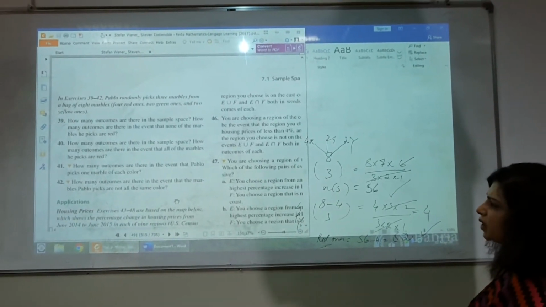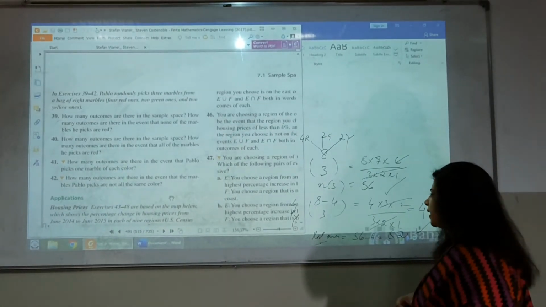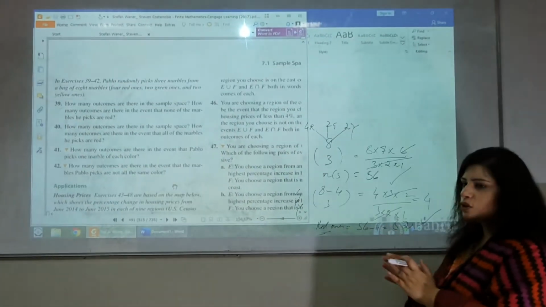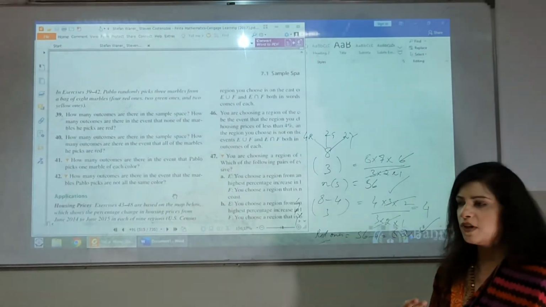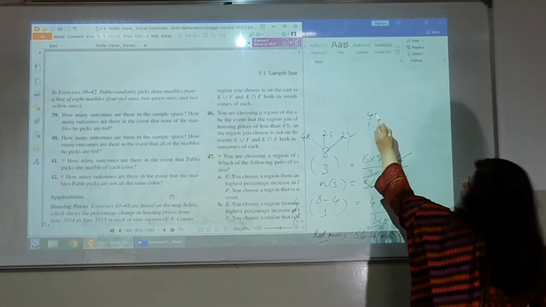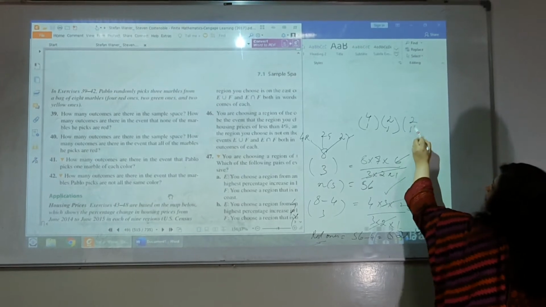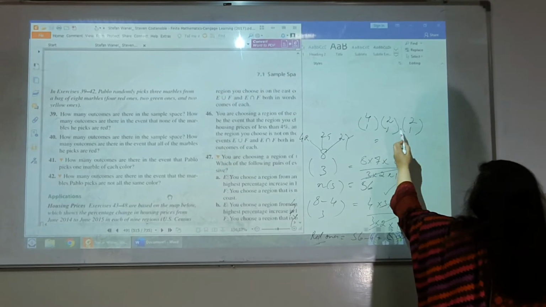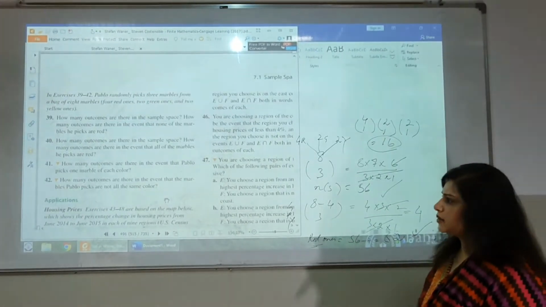Now, how many outcomes are there in the event that Pablo picks one marble of each color? Okay, sometimes we can subtract, sometimes we can isolate, and sometimes we can have multiple solutions for different combinations. He's saying that he picks one marble of each color. In that case, out of 4, he picks 1. Out of 2 green, he picks 1. Out of 2 yellow, he picks 1. So in this case, it is 4 into 2 into 2, which is 16. So that should be the solution in this case.